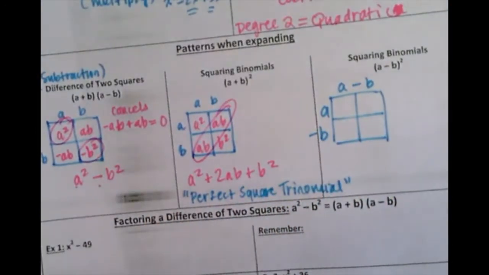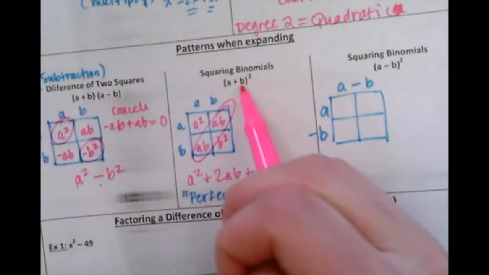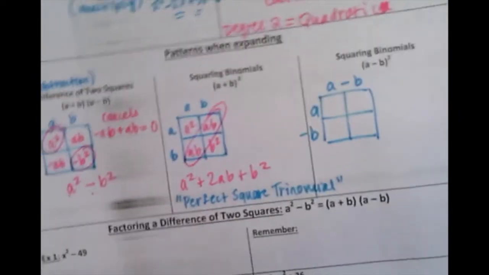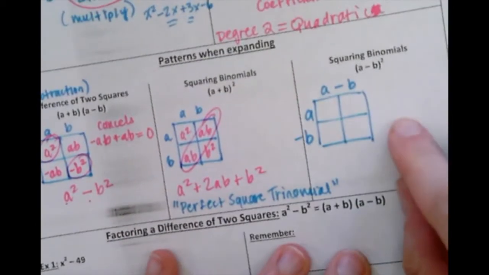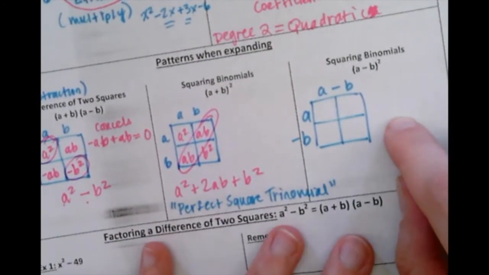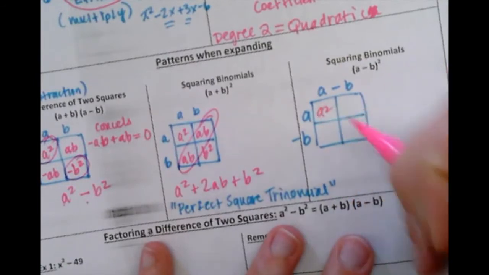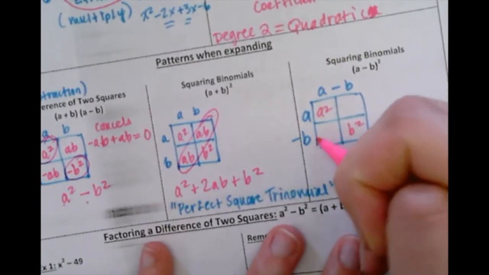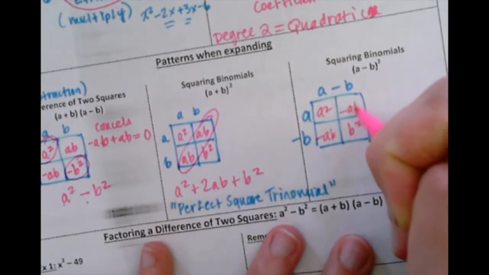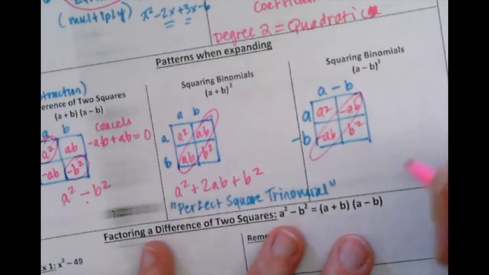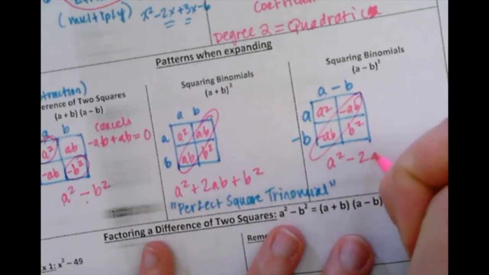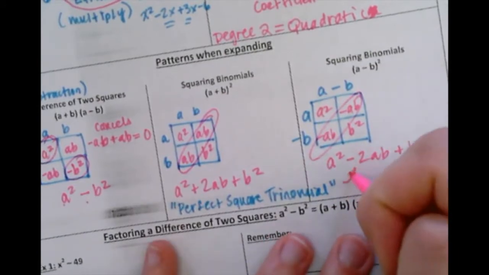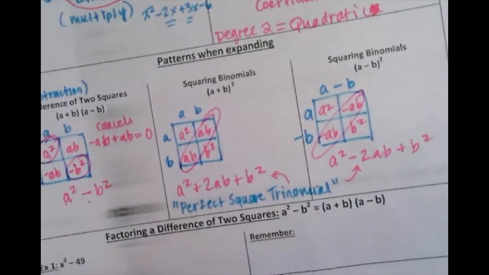Because we're squaring a binomial to get a trinomial, okay? So then in the second example with squaring binomials, we get a minus b now. So we still get a squared here, we still get b squared here, but now I have negative ab along the diagonals. So when I go to combine, I'm going to get a negative 2ab. So I get a squared minus 2ab plus b squared.